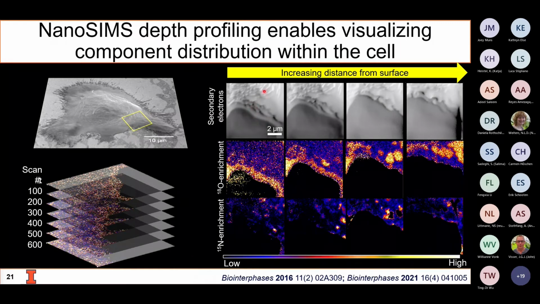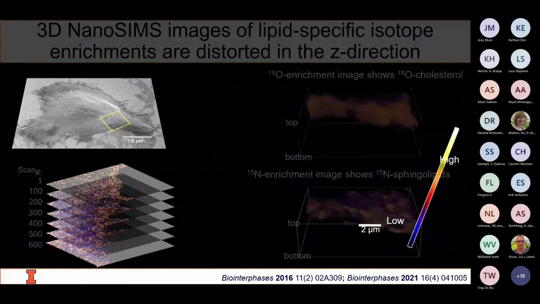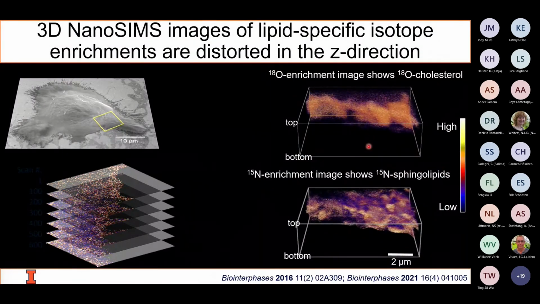As you can see here, we started right about here on the cell. This is a whole SEM image. As we keep taking images, it's getting eroded away. And we can see the cholesterol enrichment as a function of depth, and N15 enrichment would show as sphingolipids as a function of depth. You can reshape these images. You just render them to make a 3D image plane.